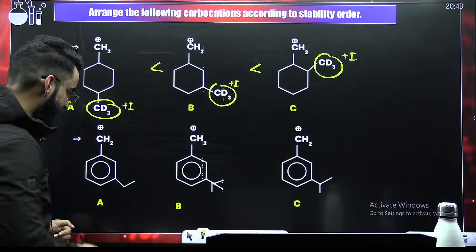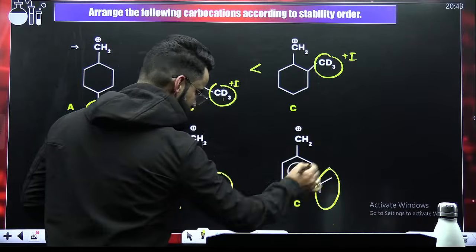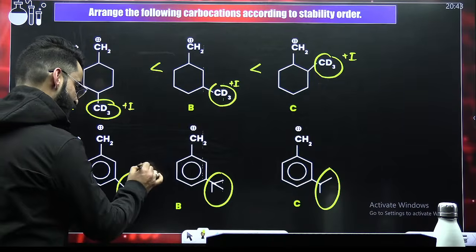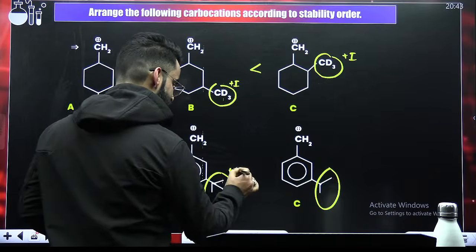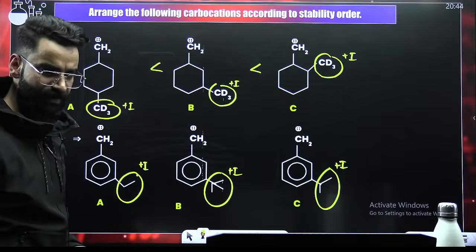Now, if you talk about this one, look at this particular group, alkyl group. Here also you have got alkyl group. Alkyl groups show plus I. They are electron donating, so they are going to increase the stability of the carbocation.